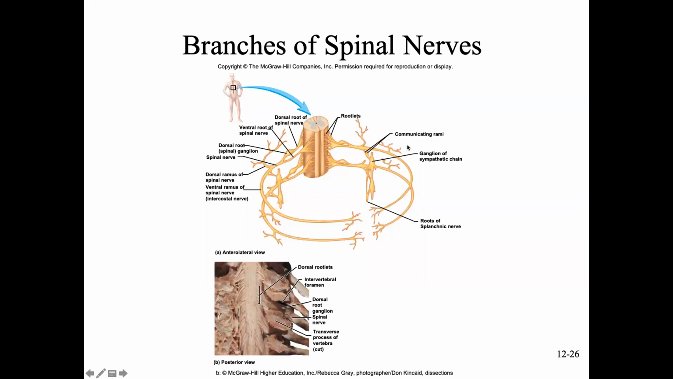right? This is called the communicating rami. Some books call it the rami communicans. Why do we call it communicating? The reason why is simple. It's communicating between the spinal cord and the rest of your heart and your tissues.